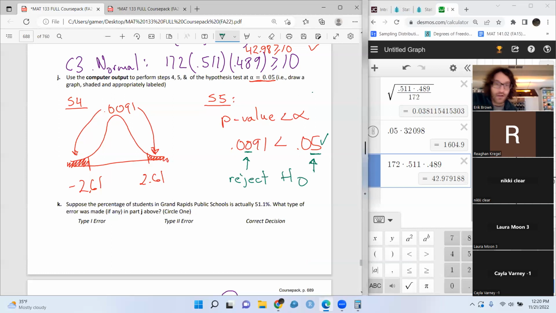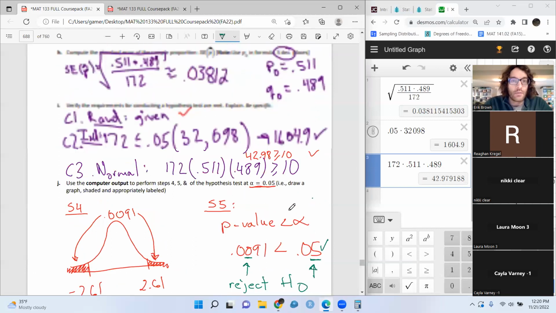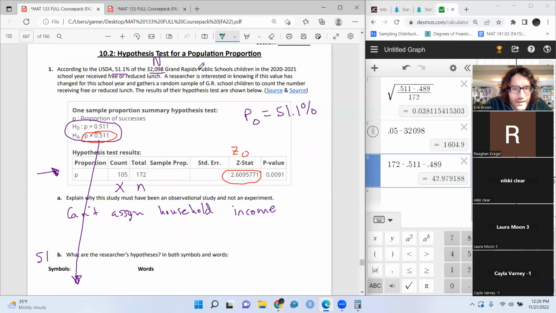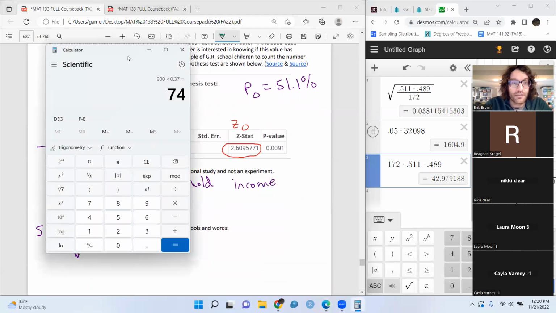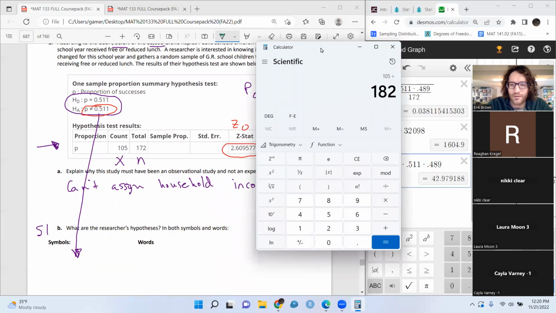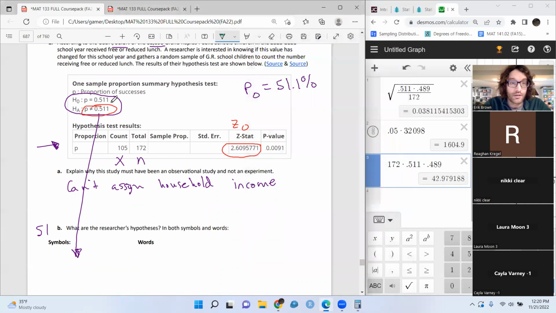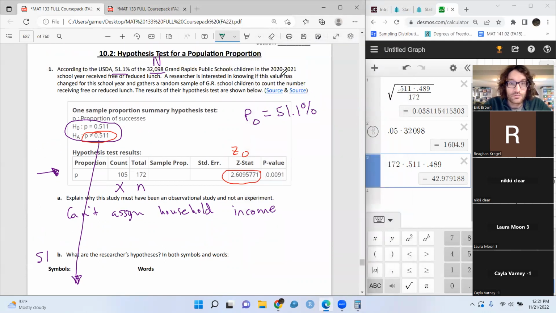Because what this is saying is, it's like a 0.9% chance that this happened by accident, is one way to read that. And we're comfortable saying that value has changed since that time. And because our p-hat is actually higher, it's suggesting that the value has increased. 105 divided by 172 is equal to 61%. So there's a 10% difference between what it was the previous year and in this new year.